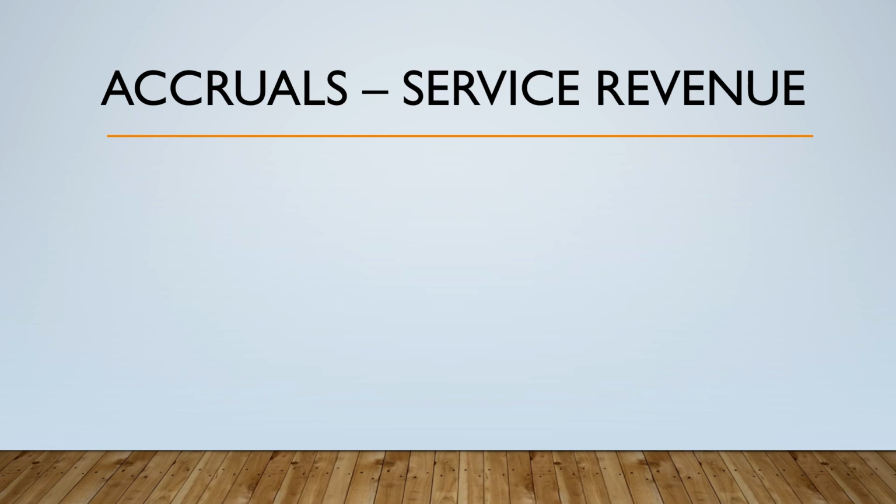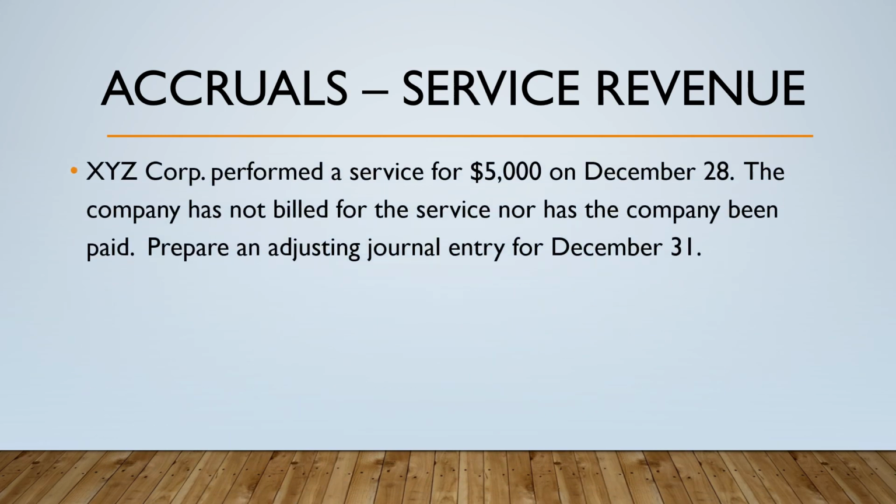Another item we see in accruals is accrued revenue. And so we have our service revenue, our fees earned is the one that we would look at. And the example we have here is XYZ Corp performed a service for $5,000 on December the 28th. The company has not billed for this service, nor has the company been paid. And it wants us to prepare an adjusting entry for December the 31st.